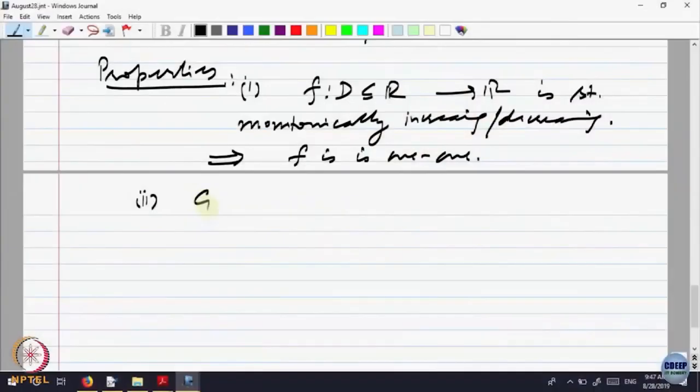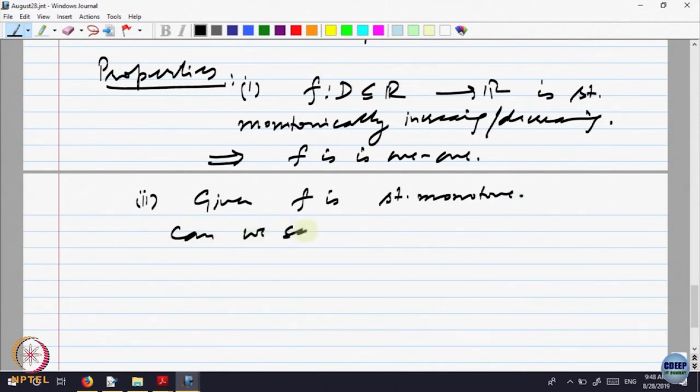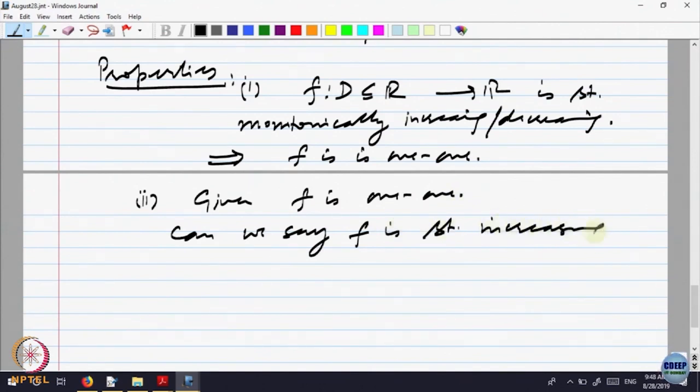Okay. Let us look at what about the converse of this statement. So the converse will be: suppose f is 1-1. Can we say f is strictly increasing or decreasing? Obviously not. Many examples. Look at y equal to x square, for example.